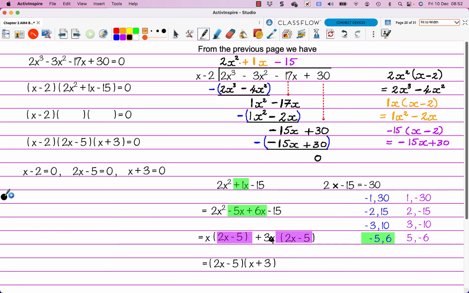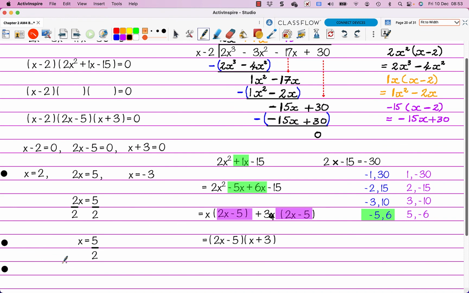We're going to have x is equal to 2, and we're going to have 2x is equal to 5. And then from 2x equals 5, we're going to divide both sides by 2. And then from there, we will end up with x is equal to 5 over 2. Now we've got to finish solving for the last one. So x is equal to minus 3. And now what we have is to finish off the problem.